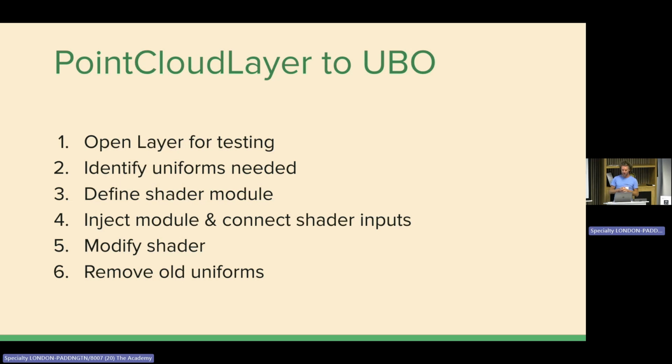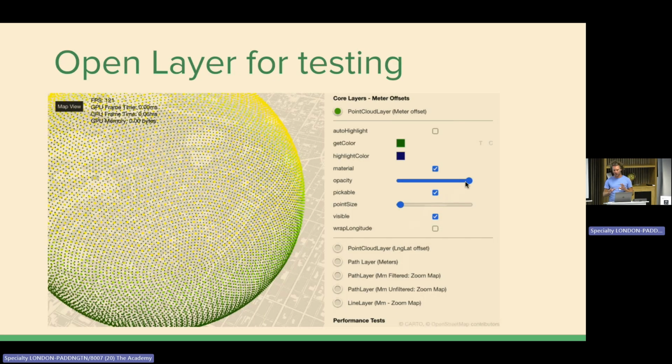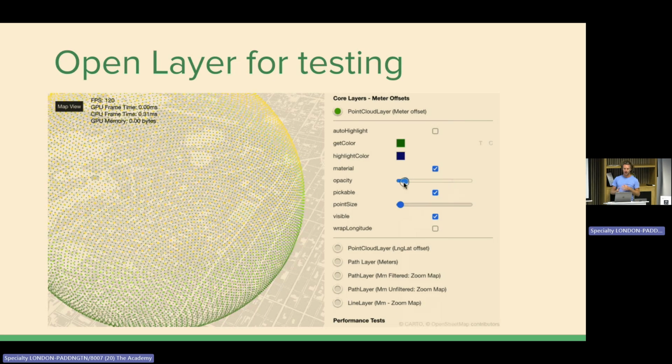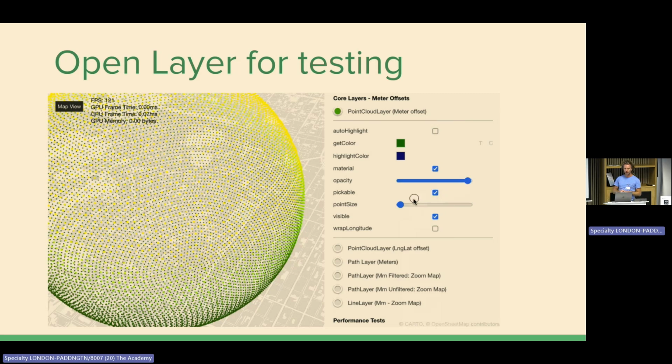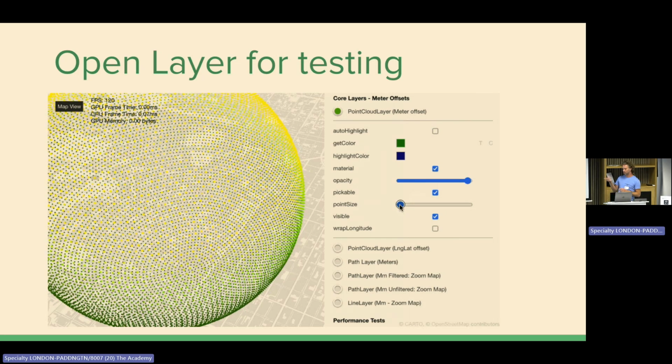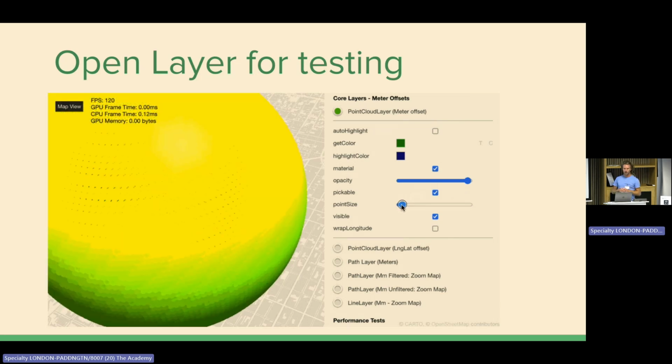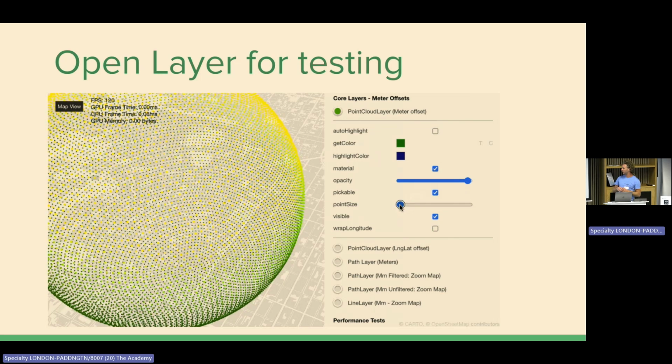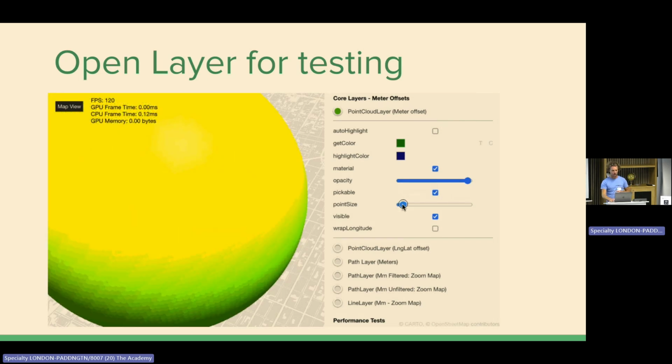So as a first step, it's always good to open whatever layer we're working on and have some kind of reproducible playground where we can just mess around with it. For those who don't know, there's a sample app in Deck.gl called the Layer Browser, which lets you go through all the different layers, set different parameters on them, and play around with it. And it's very useful when developing and testing out new code, because you can quickly check, is my layer doing what I expect it to do, without having to build your own sample app.